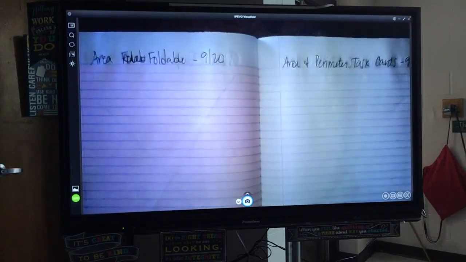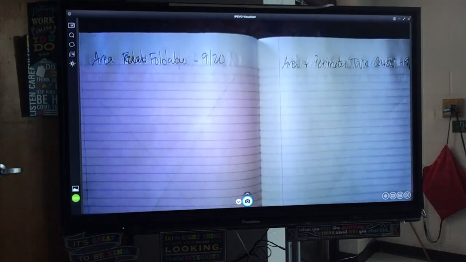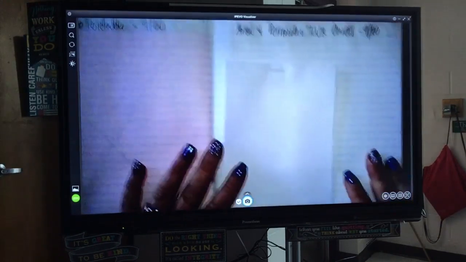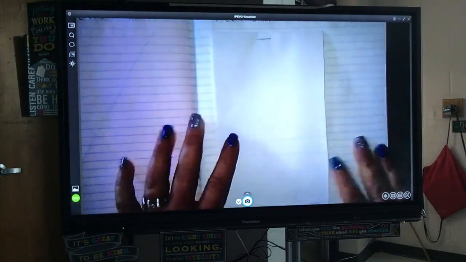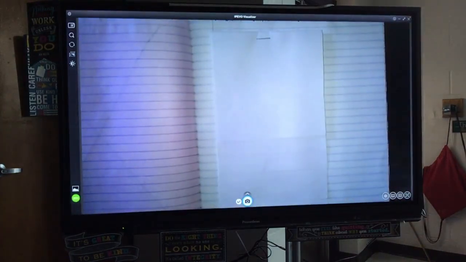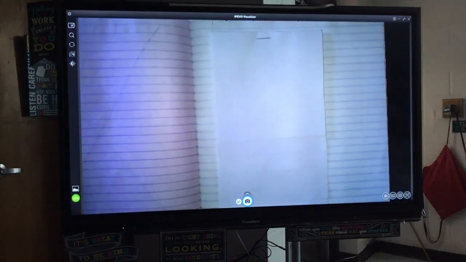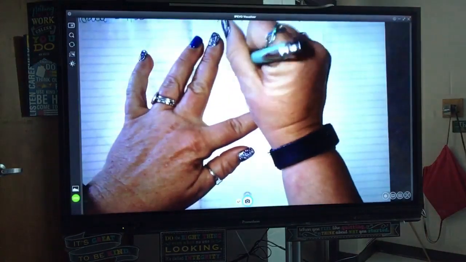Okay, so let's go ahead and get our folders out. You will need 1 or 2 colors, depending on how colorful you want to be, but you have to have at least 1. If you want more than 1, that's fine, but I am not going to give you a ton of time to spend on this.